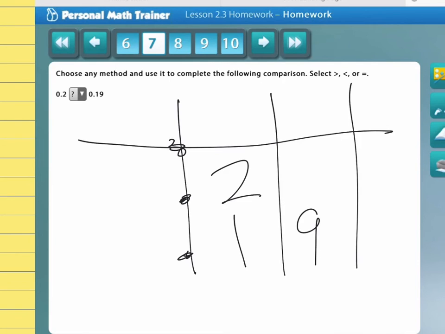Same strategy here. You have 2/10ths, and you're comparing that to 19 out of 100. If you just put a 0 there as a place value holder, you can see that that's 20 hundredths, and that is greater than 19 hundredths. So this would be greater than.